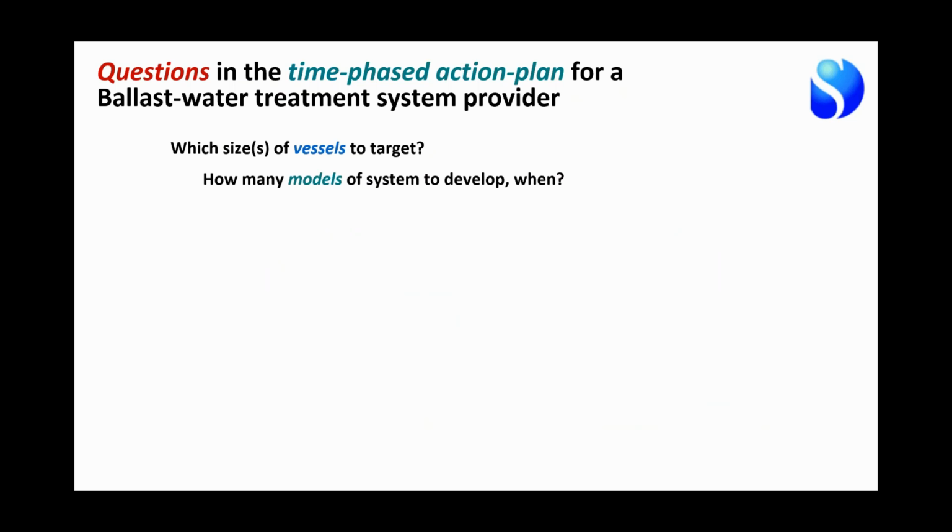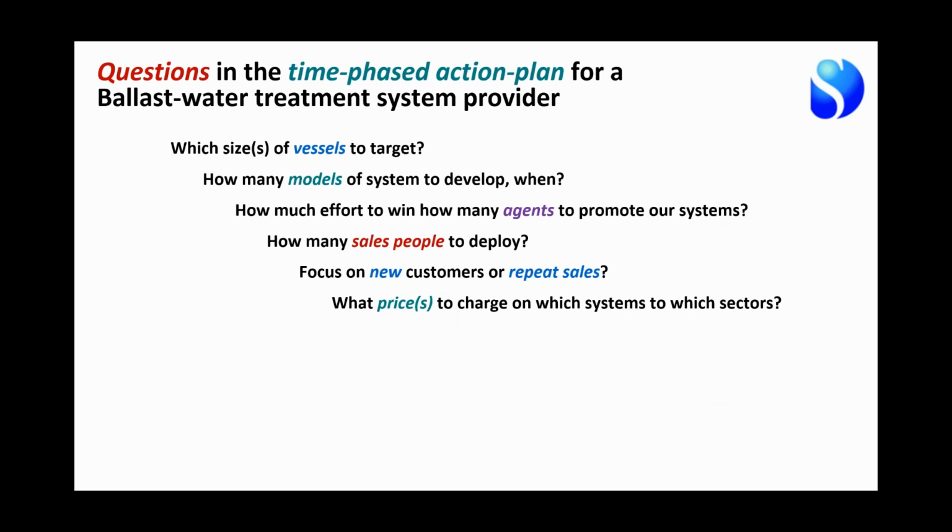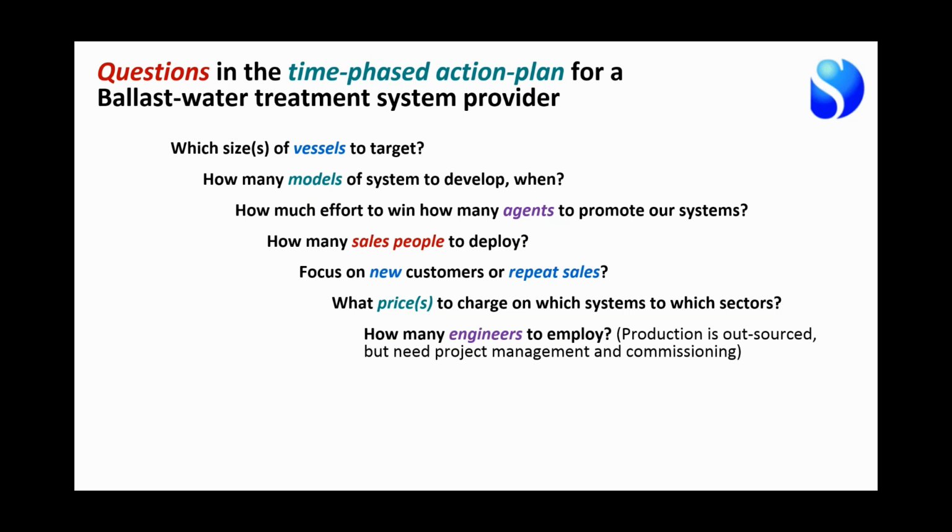So these are the questions that my friend is worried about: which sizes of vessels to target, how many models of systems to develop, how much effort to win the agents. You can go to agents who will sell for you to the ship operators. When they've opened the door for you, you've got your own salespeople who can go in and try to win new customers, but then they've also got to go back to existing ship owners and try to get repeat sales from them. You've got to decide what prices to charge on which systems to which sectors, how many engineers to employ. Production's outsourced, we don't need to worry about that, but we've still got to manage the production of units and the commissioning and installation of the units in the ships.